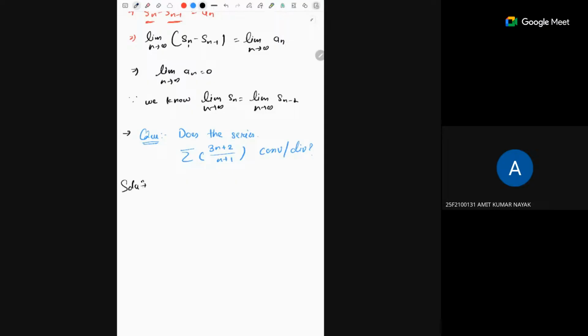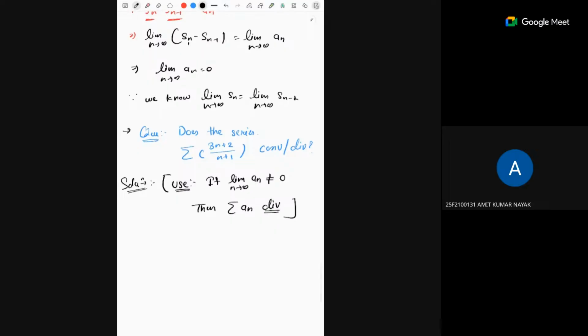So what does the fact say? The fact says that if a series converges, then the limit as n goes to infinity of an is 0. So if an is not 0, that means the series does not converge. So here you have to use this particular fact that if the limit as n goes to infinity of an is not equal to 0, then the series diverges.